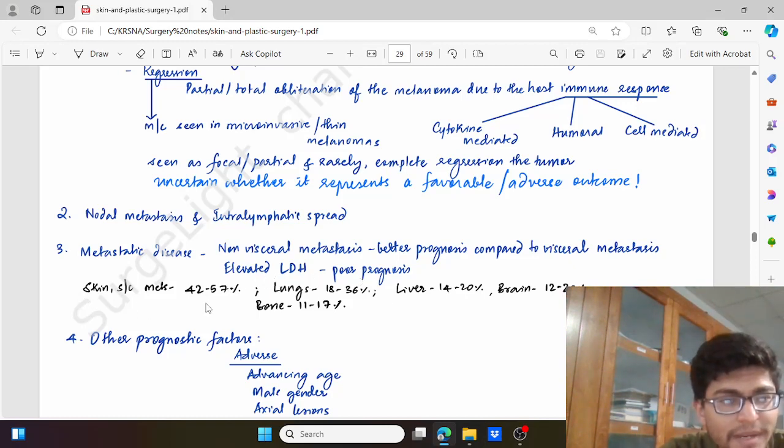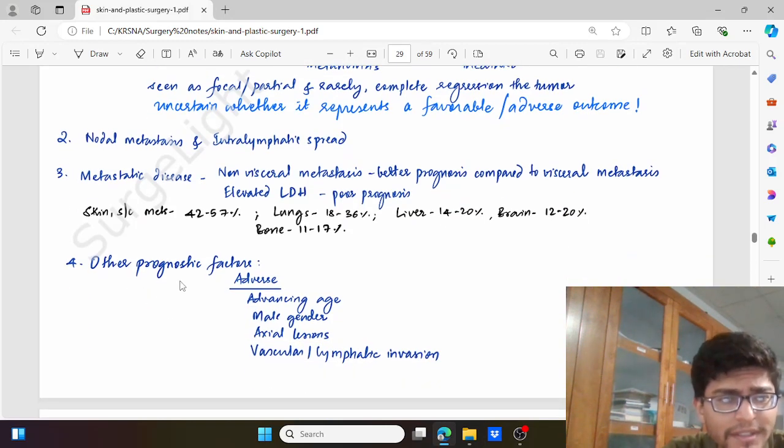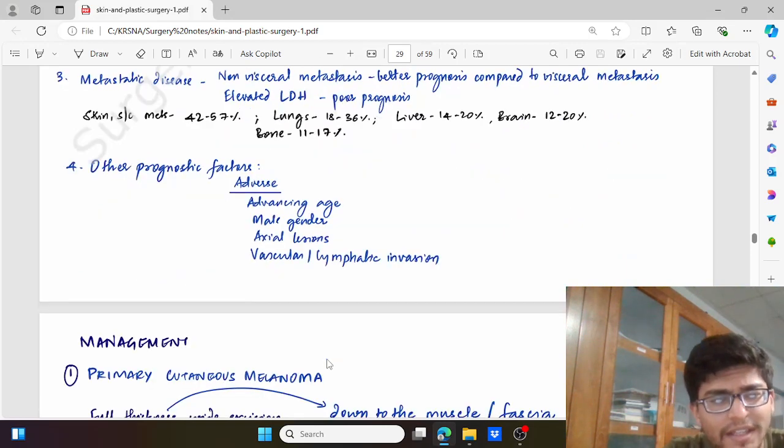Skin and subcutaneous mets, chances are 40 to 57%. Lungs will have 18 to 36%, liver 14 to 20%, brain 12 to 20%, and bone 11 to 17%. Other factors like the age, male gender, axial lesions, and vascular lymphatic invasion.